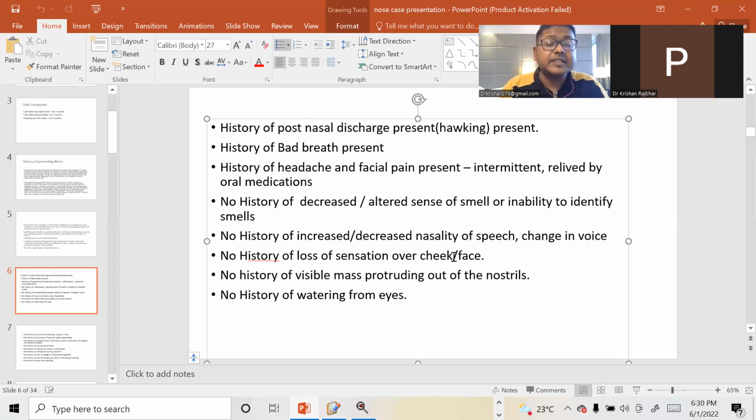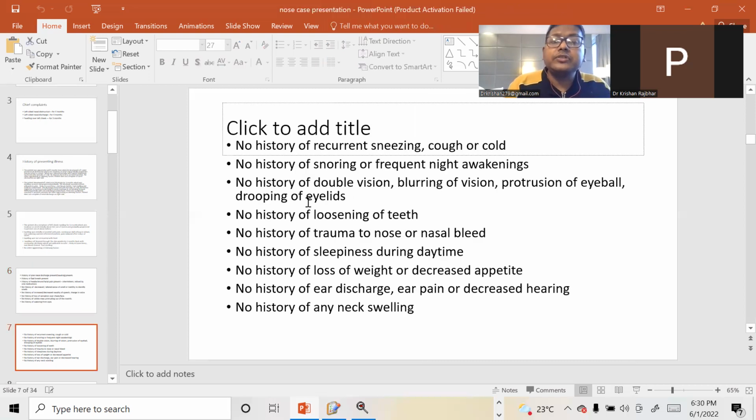No history of loss of sensations or paresthesia over the cheek or face. No history of visible mass protruding out of the nostril. No history of watering from eyes. There was no history of recurrent sneezing, cough, or cold. No history of snoring or frequent night awakenings. No history of double vision, blurring of vision, protrusion of eyeball, drooping of the eyelids. There was no history of loosening of the teeth.